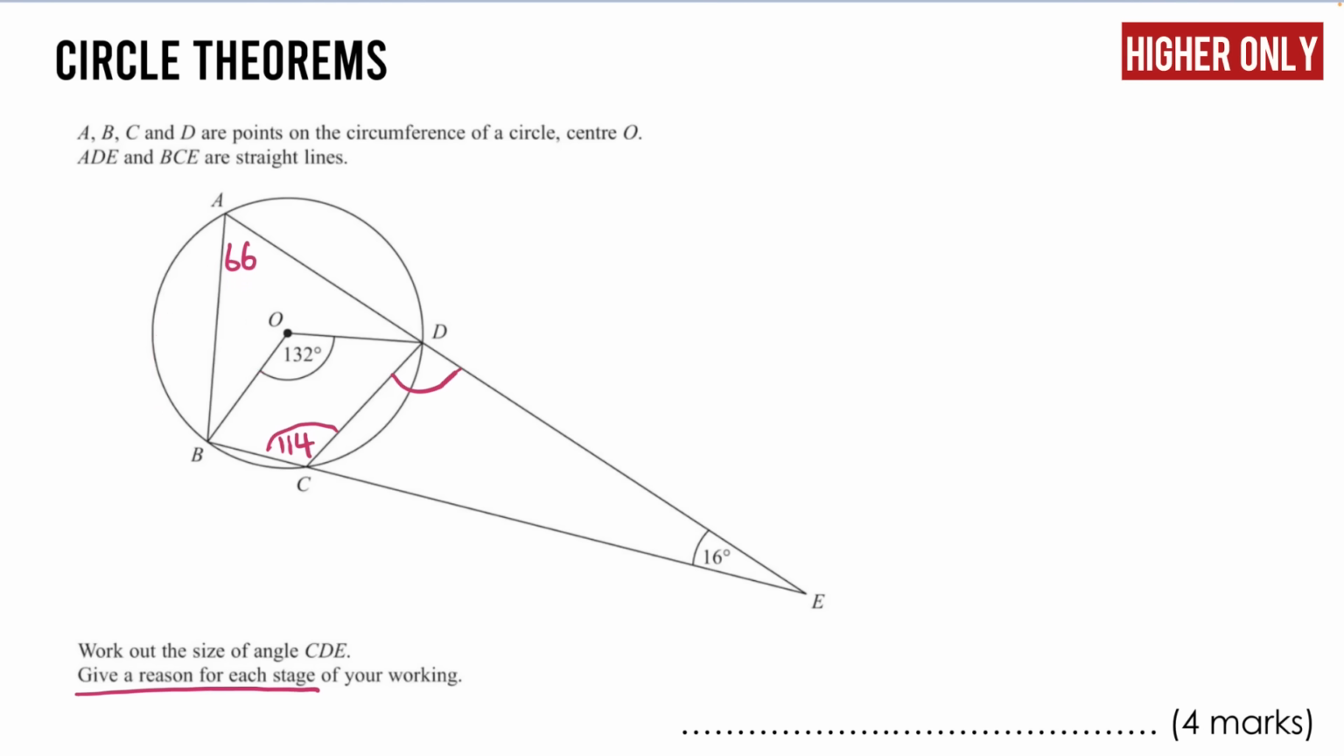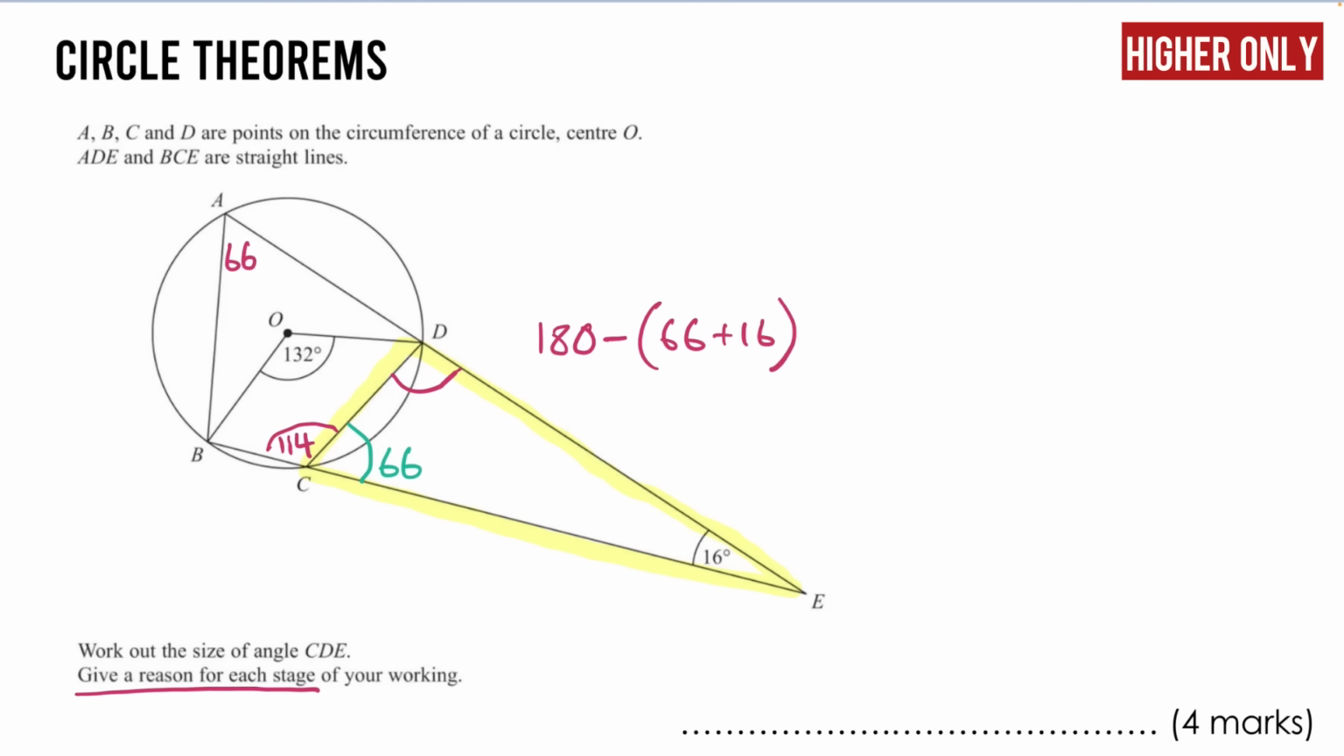I've given 2 reasons. I just need to think about, is there another circle theorem, or can I start to get into my answer? Now I have a straight line, BCE, which means that next to the 114, these two add up to 180, so this would be 66. I now have 2 out of my 3 missing angles in this triangle on the outside. We can get our final answer doing 180 take away the total of 66 add 16.